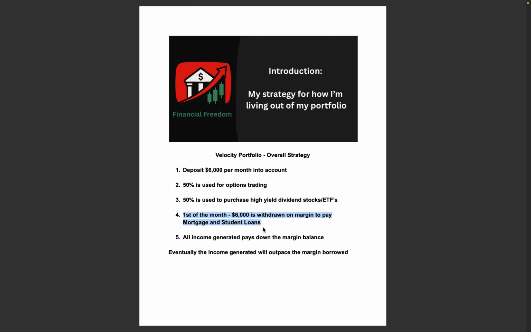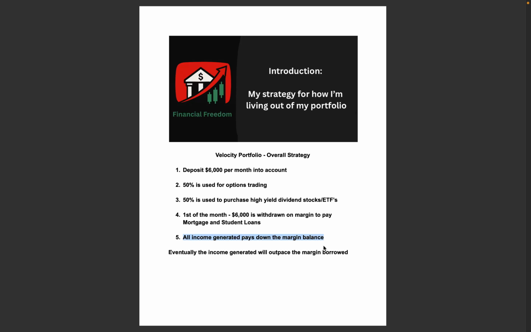Number four, on the first of the month or a little bit before the first of the month, I transfer $6,000 withdrawn on margin, or borrowed on margin, to my regular checking account. I use that to pay my mortgage and my student loans. So right now, those two things are paid for by margin, and the money is borrowed on margin.